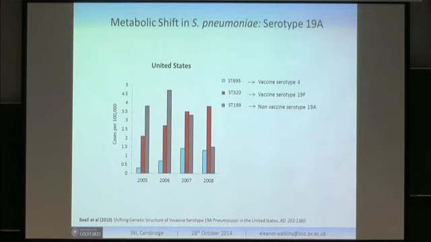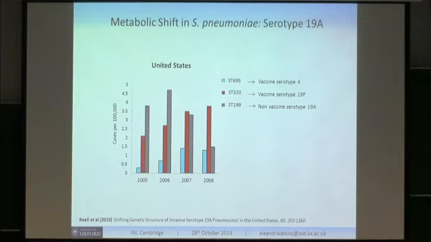At the same time, there's ST199, which was the ancestral sequence type associated with serotype 19A. So we could perhaps predict that ST695 and ST320 might be outcompeting ST199 because of slightly higher fitness, perhaps.